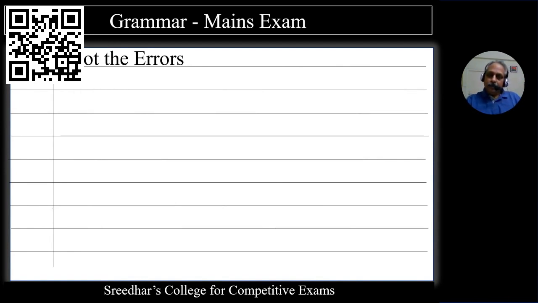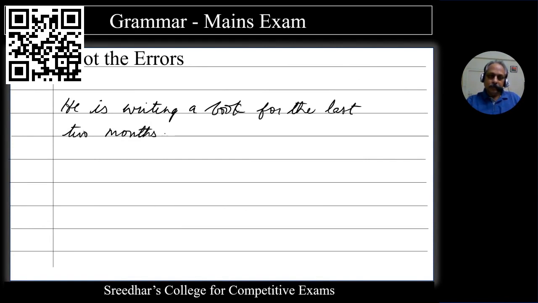Now let us go to present perfect continuous. He is writing a book for the last 2 months. What is the clue for you? For the last 2 months. For the last 2 months means what? Something started in the past, it is in the present, it may go into future. Then we are not supposed to use present continuous. We are supposed to use present perfect continuous.